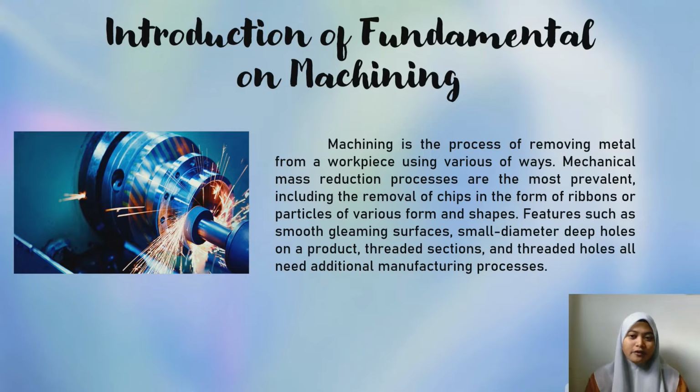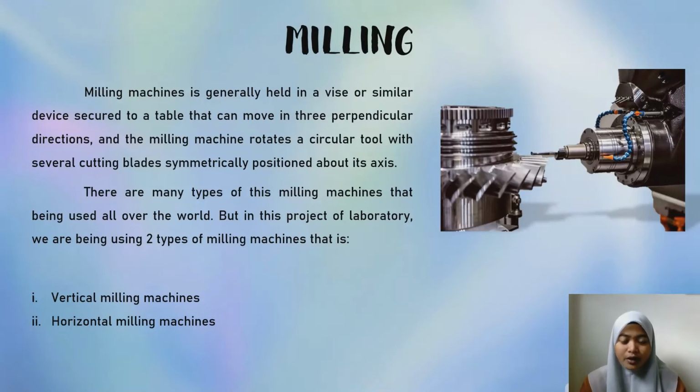Machining is the process of removing metal from a workpiece in various ways. Mechanical mass reduction processes are the most prevalent, including the removal of chips in the form of ribbons or particles of various forms and shapes. Features such as smooth gleaming surfaces, small diameter deep holes on a product, threaded sections, and threaded holes all need additional manufacturing processes. For our mechanical laboratory too, we are going to do the milling process.